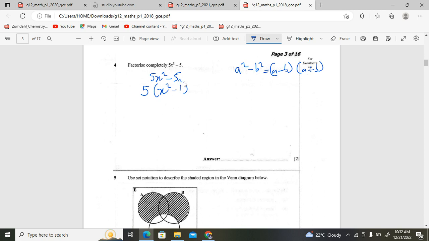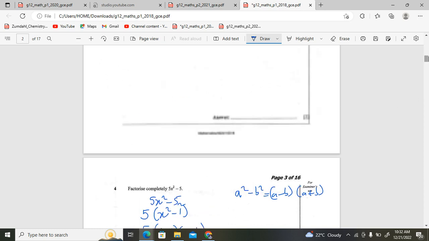So 1 can also be written as 1 squared. We know 1 squared is still 1. So we've got a difference of 2 squares. So this is going to be 5, x minus 1, x plus 1. So that is completely factorized.